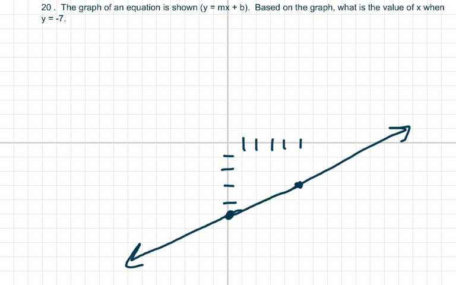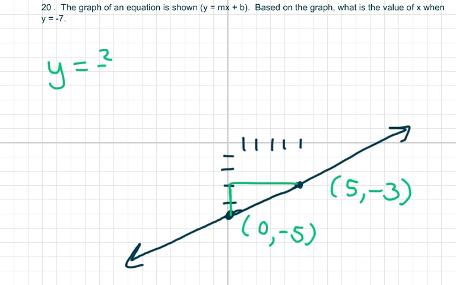They give you a graph here. I think I forgot to write down the points. So this point here is 0, negative 5. And this point is 5, negative 3. I'm just going to write the equation. I can tell by looking that we're going up 2 over 5. So my slope is 2/5, and my y-intercept is negative 5.